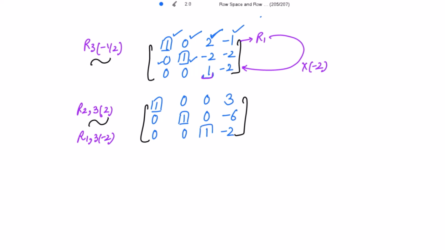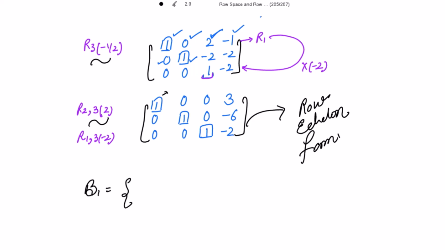So now we get this to be our leading element for the row 3. And now this matrix is in row echelon form. To write the bases now, this is the coefficient of x cube, this is the coefficient of x square, this is the coefficient of x, and this is the constant, right?